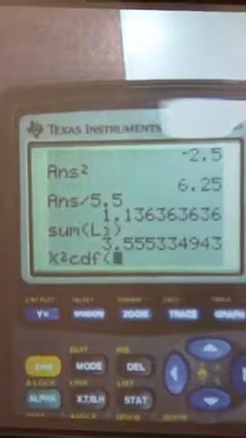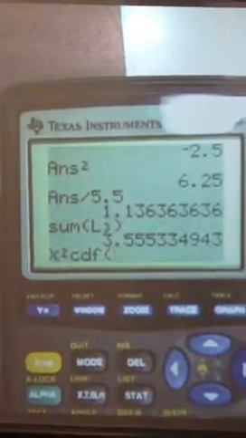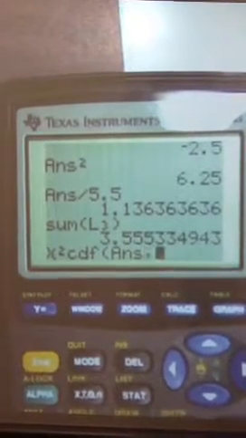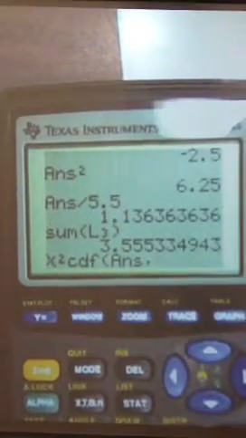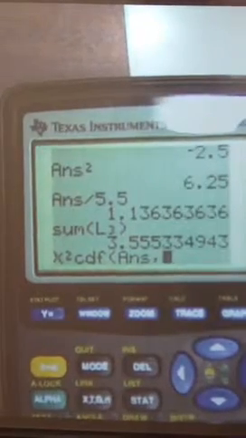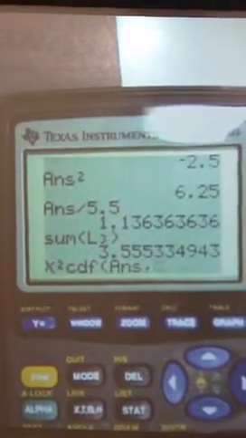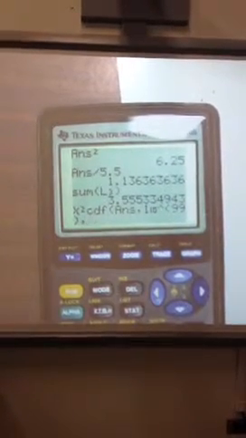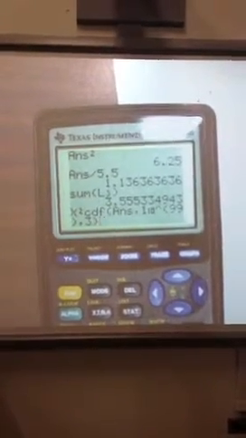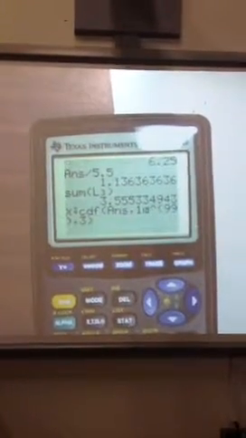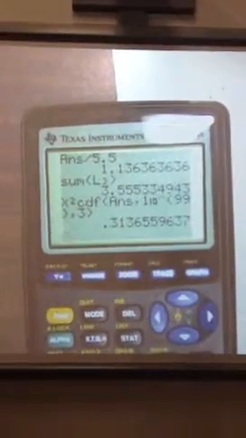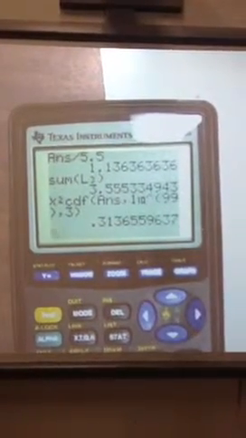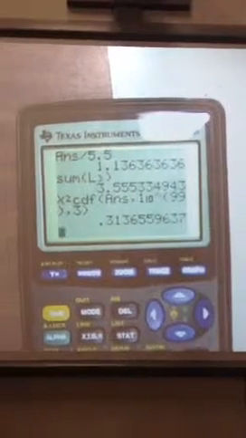Now we want to take what our sum was for list 3, so second answer, comma, and we want to find this using a very large number, so say 1 times 10 to the 99th, comma, degrees of freedom, which in this case is 3. Hit close parentheses and hit enter. And then we get our p-value, which tells us we can reject H0. And that's how you do it on your calculator.